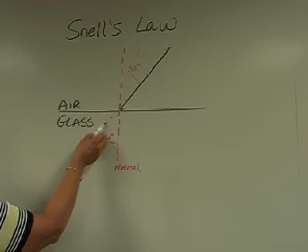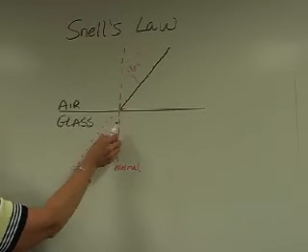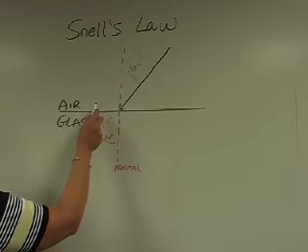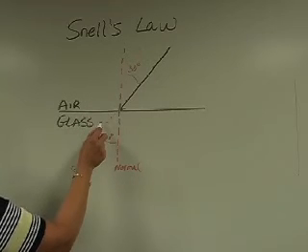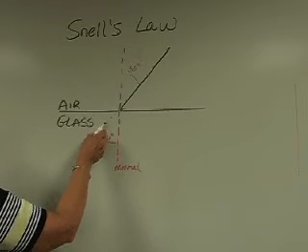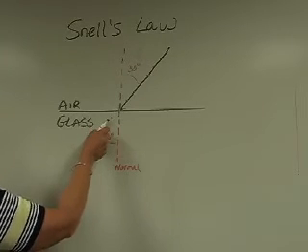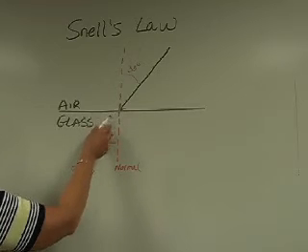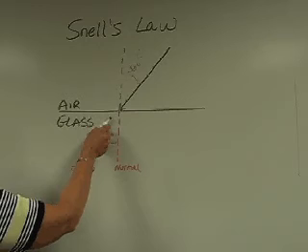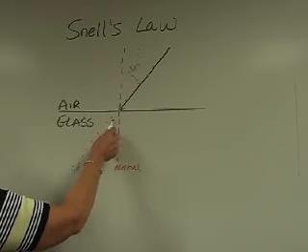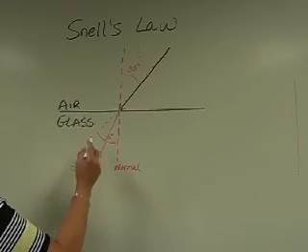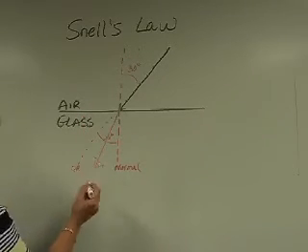It's either going to be bent away from the normal, or it's going to be pulled towards the normal. And Snell's law says that when light goes from air to a material that's denser than air, like glass, it's always going to be pulled towards the normal. And the only movement it can make is from this original path. So it either goes away from the normal or towards the normal. And Snell's law says it's always going to be pulled towards the normal, so in this direction, when it goes from air to something denser than air.